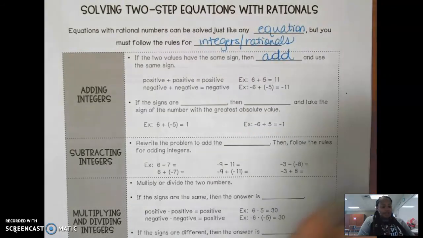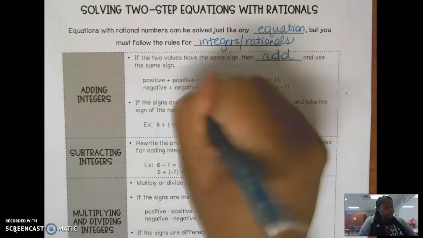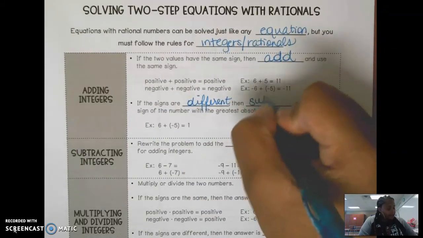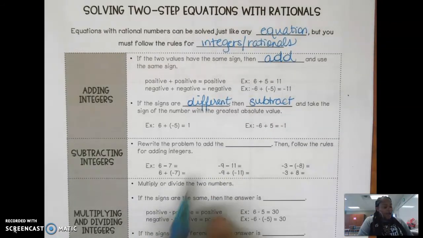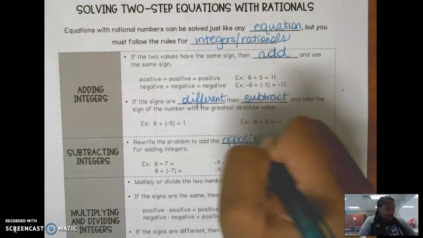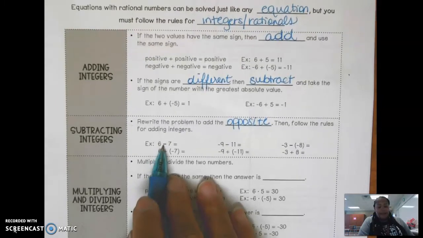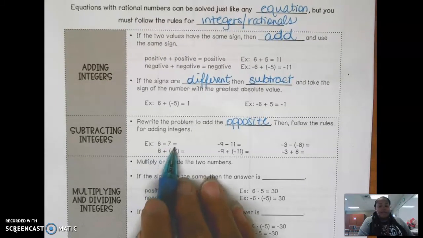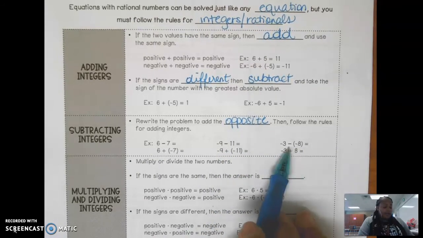If the signs are different, then subtract and keep the sign of the greater absolute value. And this is for adding integers. Down here for subtracting, I want to rewrite the problem to add the opposite. Then follow the rules for adding integers. So whenever you see a minus sign, it's going to become 6 plus negative 7, negative 9 plus negative 11, and negative 3 plus 8. This double negative means positive.